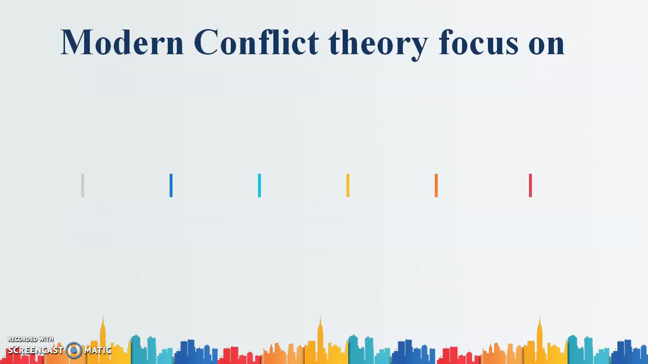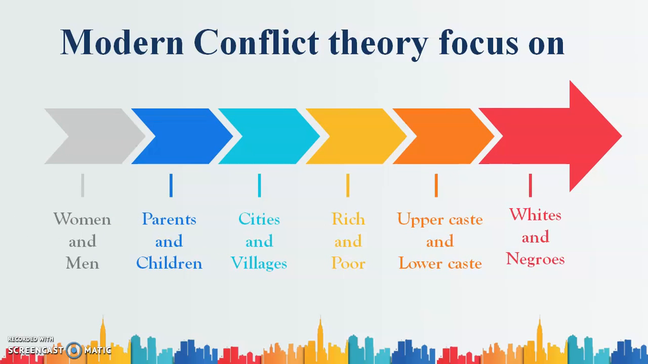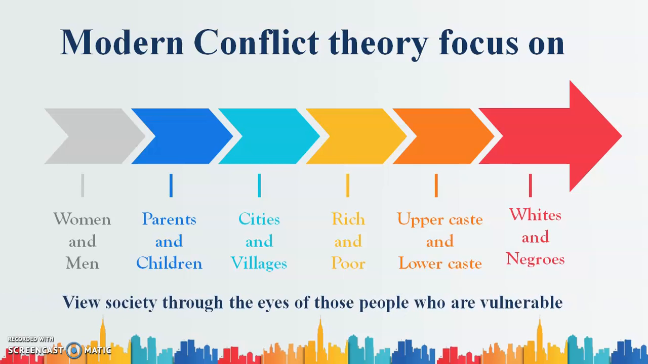Modern conflict theory not only focuses on the conflict between social classes, but also conflicts between women and men, between parents and children, cities and villages, rich and poor, between upper caste and lower caste, whites and Negroes, and so on. Conflict sociologists view society through the eyes of those people who are vulnerable.